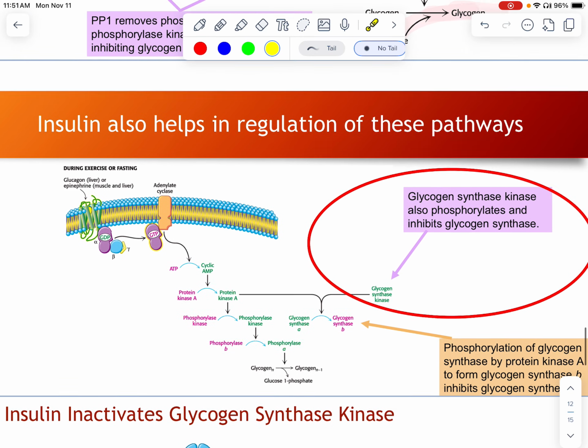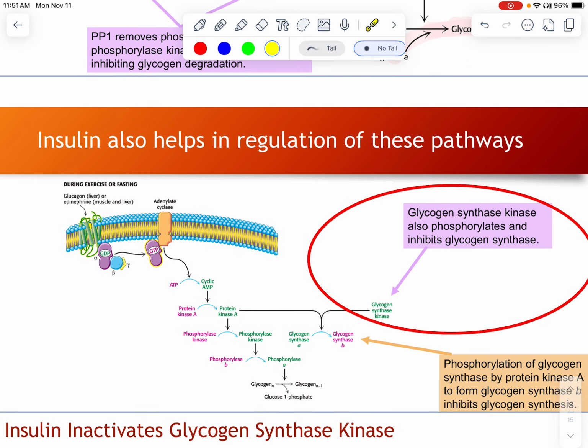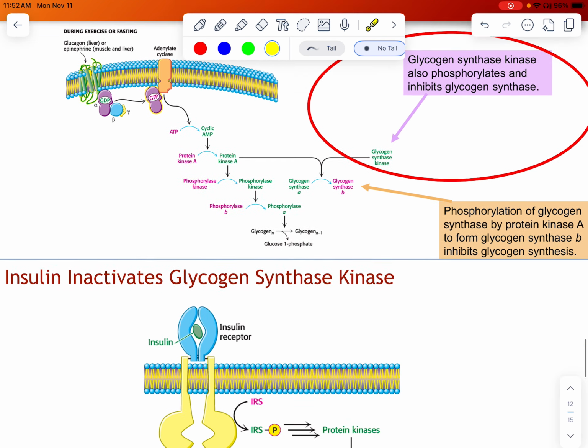All right, insulin is also important in these regulatory pathways, and we're going to look at that with this piece I said we'd come back to. Glycogen synthase kinase, which is something else that phosphorylates and inhibits the synthase. So let's just remember that when we phosphorylate the synthase, right, it's inhibited. It is not going to form glycogen. So let's look at the process here.